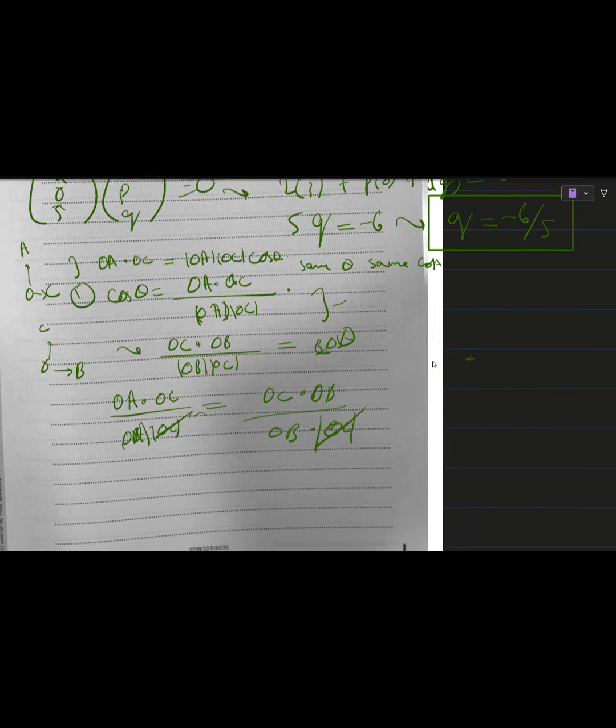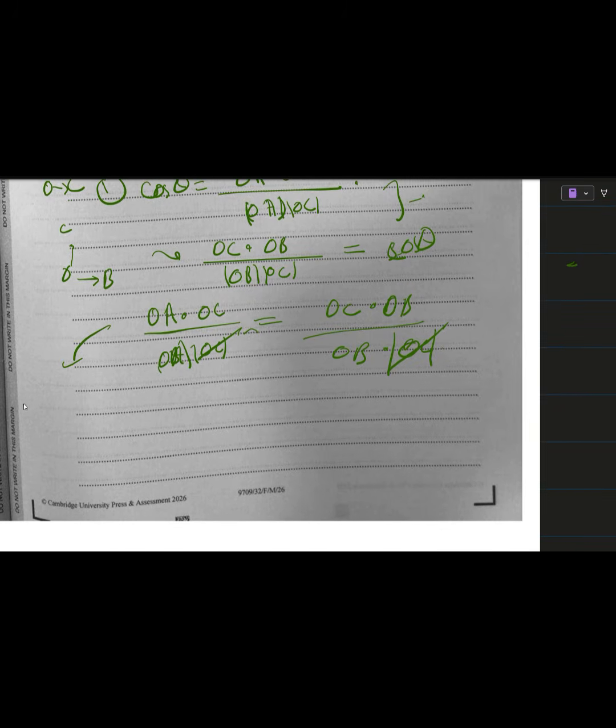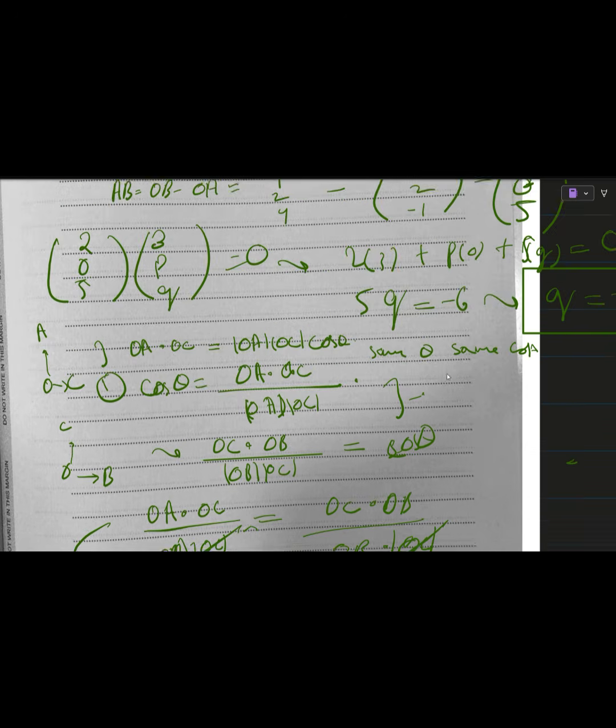One other thing we can do is write out their equations. The scalar product of OA and OC is (3, P, Q) dotted with (2, 2, -1). So it would be 6 plus 2P minus Q, divided by the magnitude of OA. The magnitude of OA would be the square root of 2 squared plus 2 squared plus (-1) squared, so the square root of 9, which is basically 3. That is our first part.